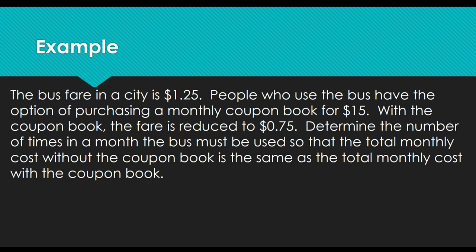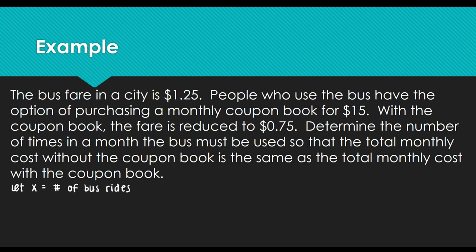Okay. So moving on to the next one. It says the bus fare in a city is $1.25. People who use the bus have an option of purchasing a monthly coupon book for $15. With the coupon book, the fare is reduced to 75 cents. Determine the number of times a month the bus must be used so that the total monthly cost without the coupon book is the same as the total monthly cost with the coupon book. All right, so we're going to let X equal number of bus rides.